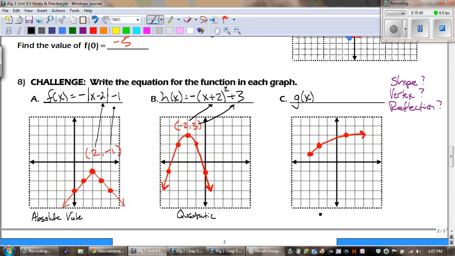All right, the last one, this is a square root. So for square root, we need our initial point, and our initial point is -3, 1. So remember that -3 comes inside, and we take the opposite of that, and then the 1 on the outside is +1. Okay? So remember when you're doing that, you're asking yourself, what's the shape? What's the vertex or the initial point, and is there a reflection? Okay? If there's a reflection, you better be putting that negative sign out front.